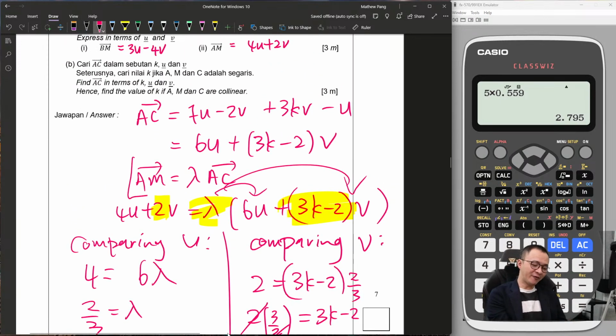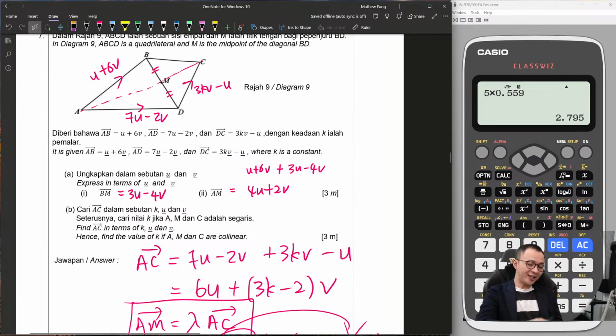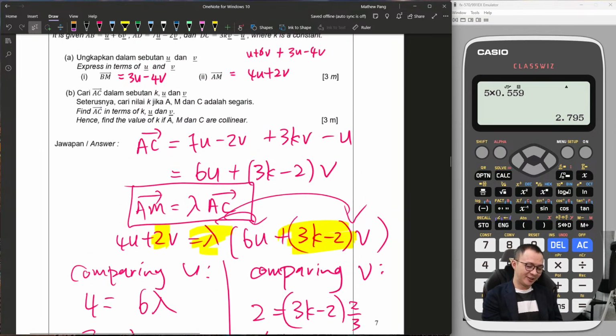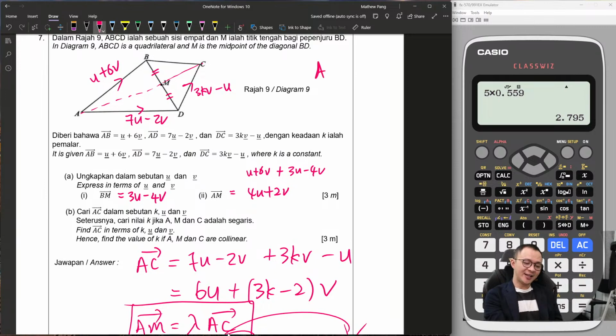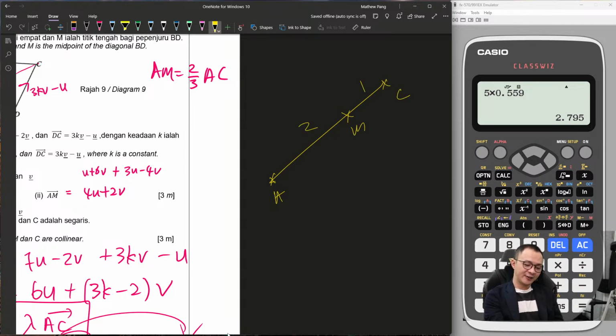Okay, how come we can form like this? Because if A, M, C are collinear, right? Definitely AM must be some multiple of AC, right? Just now, what was the lambda? Yeah, you just imagine AM is 2/3 of AC. Then does it make sense? For any collinear points, we have a look: A to M, take 2; A to C, take 3. Then yes, this is what happened. This is how we show they are collinear.